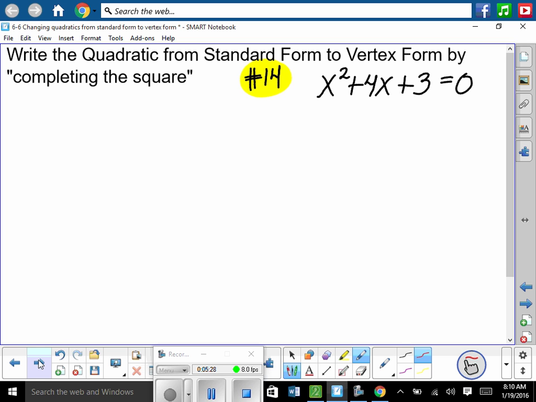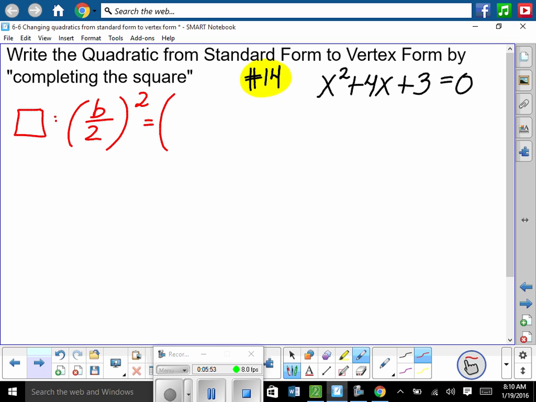So the first thing we've already done, we've made sure our a value is 1. It's in standard form and it's set equal to 0. So then our second step was to complete the square, right? So we're going to find out what's our square. Well, the formula for the square is b divided by 2, squared. So what's my b value? 4, right? ax squared plus bx plus c. So my b value is 4.